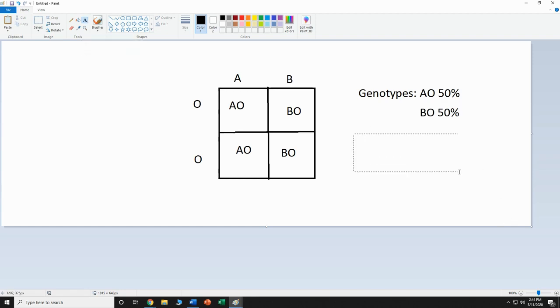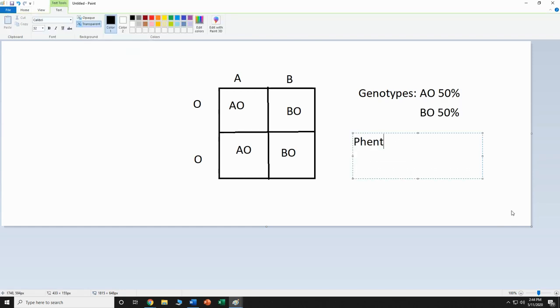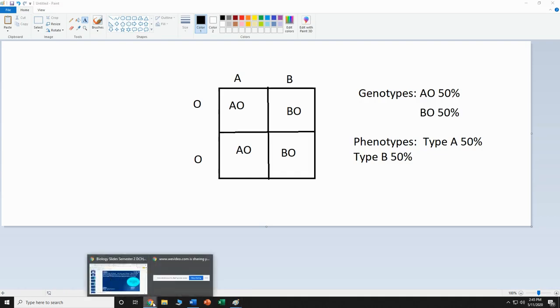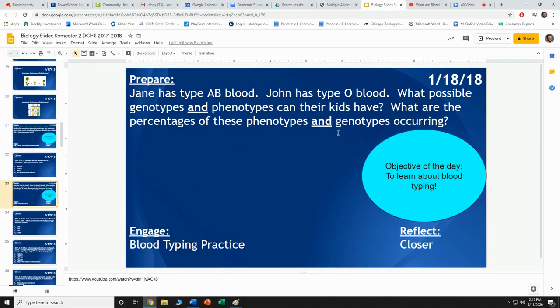All right. So, and for phenotypes, which is how you look, you are going to have type A blood 50% of the time. Okay. Because that would be how you look. You'd look like you have type A blood. It only takes one letter, because it's normal dominance for this, to have type A blood. And then you would also have type B blood 50% of the time as well. Okay? So that would be the answers to that problem. This one right here.